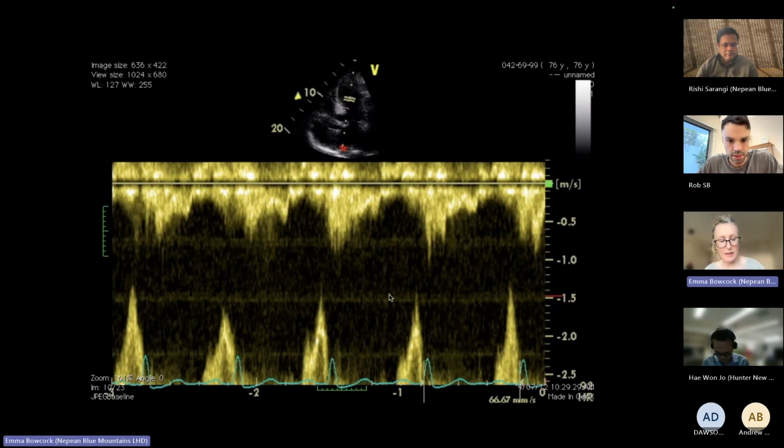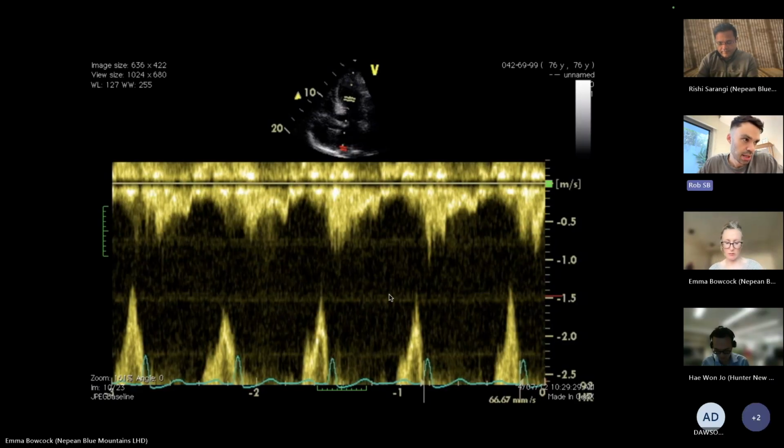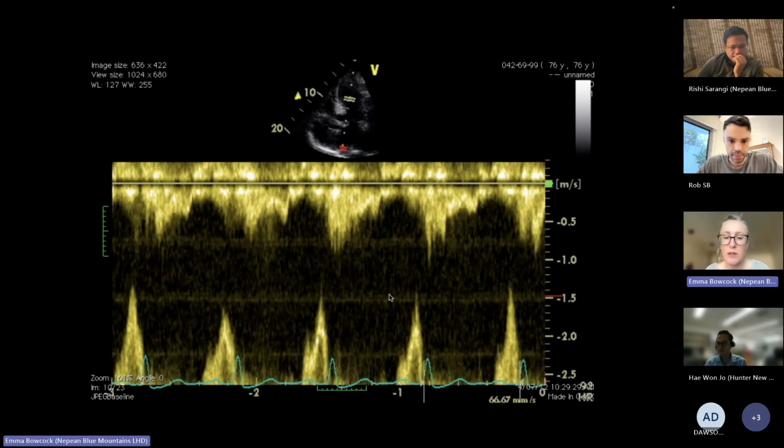Can you explain to me what aliasing is from a physics perspective? Yeah, so aliasing is when the Doppler shift is greater than half the pulse repetition frequency. So the maximum velocity that can be read is half the pulse repetition frequency, and if it goes above that, it'll travel across to the opposite side. What type of Doppler do we see aliasing with? Both color and pulsed wave Doppler, color being a mode of pulsed wave Doppler.